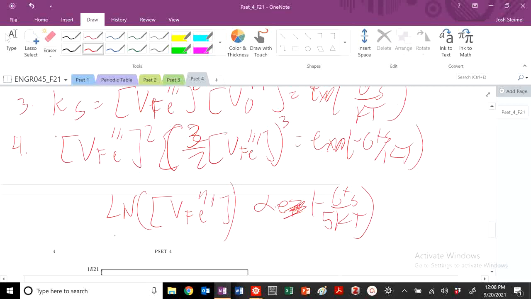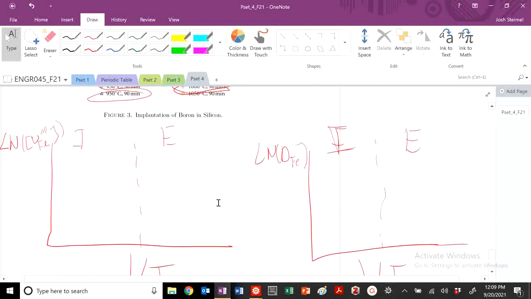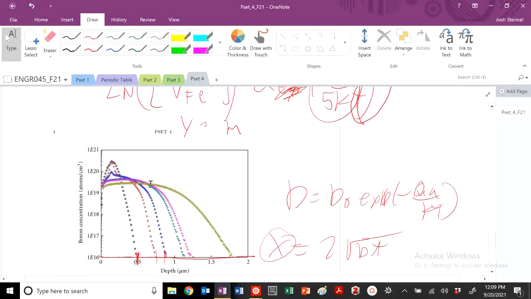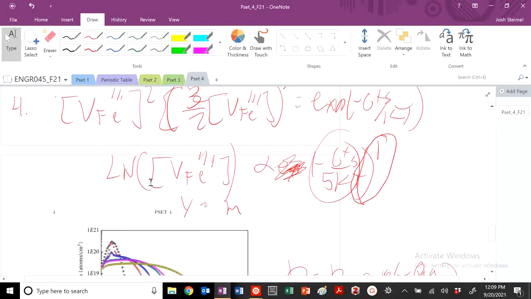So again, I have this Arrhenius relationship. My y equals some slope m on 1 over T. So my slope is what? The exponential's gone away because of the natural log, so minus G_fS over 5. So my slope here is minus G formation of Schottky over 5. There we go. So what about my diffusivity?